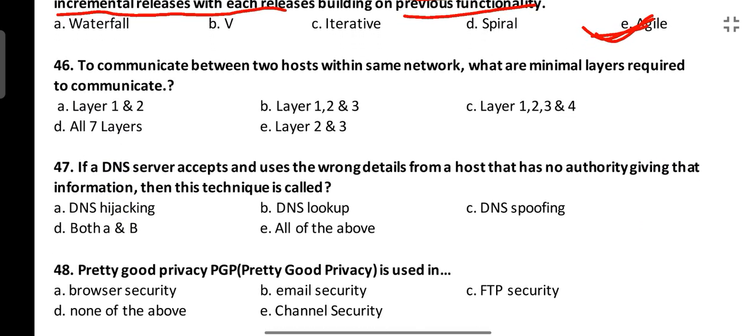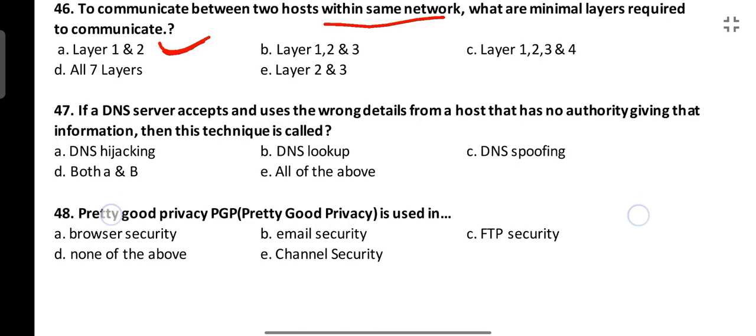Next is, to communicate between two hosts within the same network, what are the minimal layers required? So they are asking for the minimal layers. Within the same network, if you want to communicate between two hosts, only the physical and data link layers are sufficient. The network layer comes into place whenever we have to communicate between two different networks. If we are communicating within the same network, only the physical and data link layers can do this.